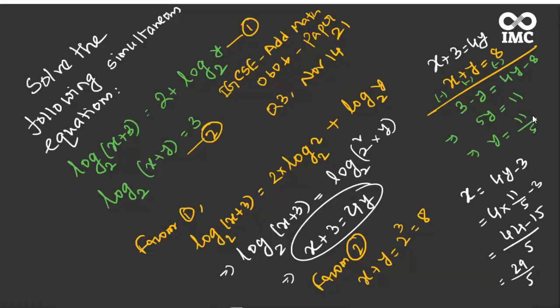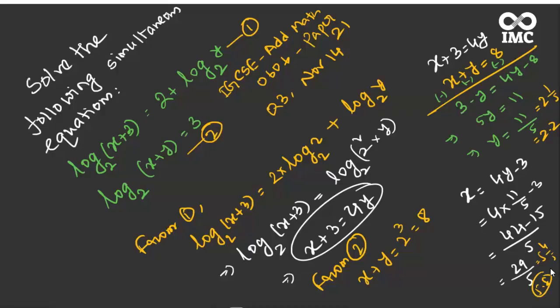If you want to keep your answer in fraction form, then x will be 5 whole 4 by 5, or 5.8 as a decimal. And y in fraction form will be 2 whole 1 by 5, or 2.2 as a decimal.